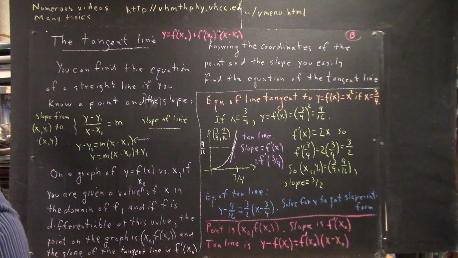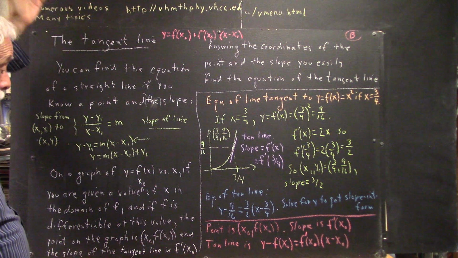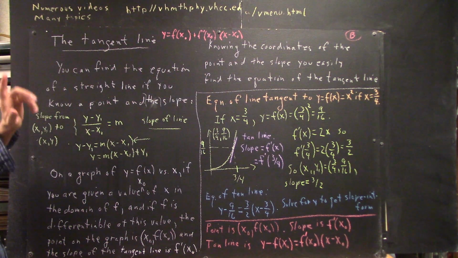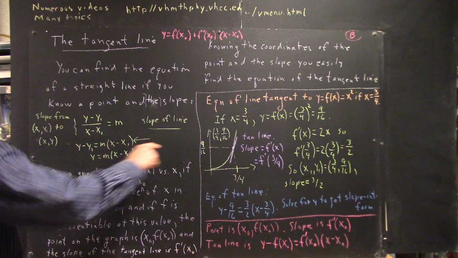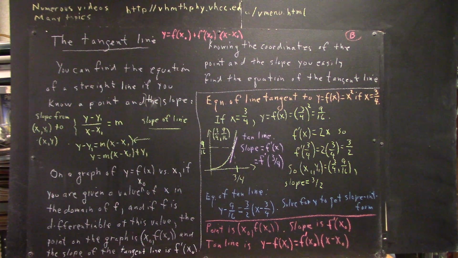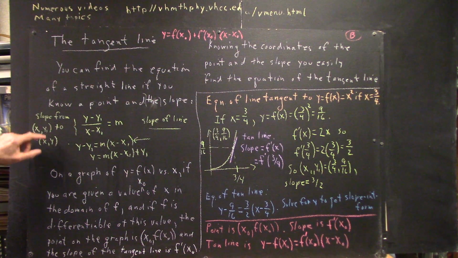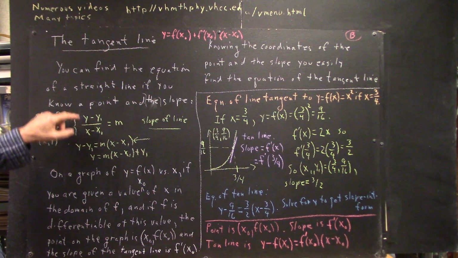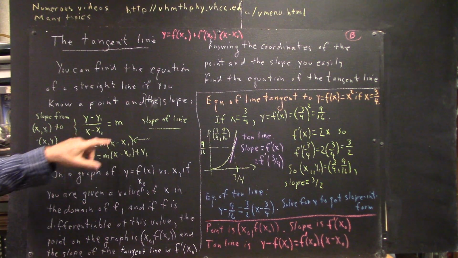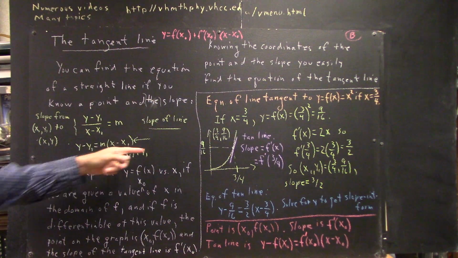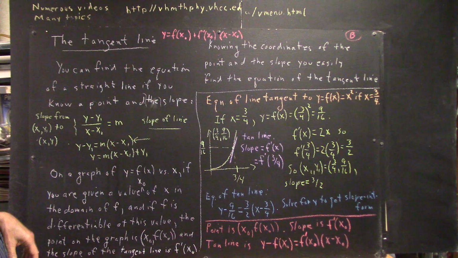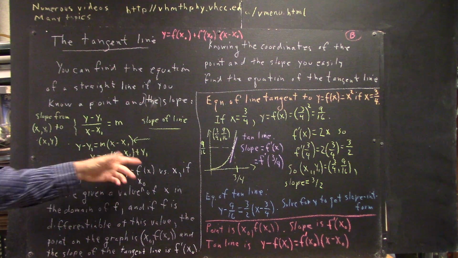Okay, so we want to look at a tangent line. Now, first thing you know is you can find the equation of a straight line if you know a point on the line and its slope, and right there is a formula, and there's what the formula means. This just says slope from (x1, y1) to (x, y), which is change in y over change in x, equals the slope of the line. Rearrange that, you get this, the most common form of the equation of a straight line given the point and a slope and so forth.